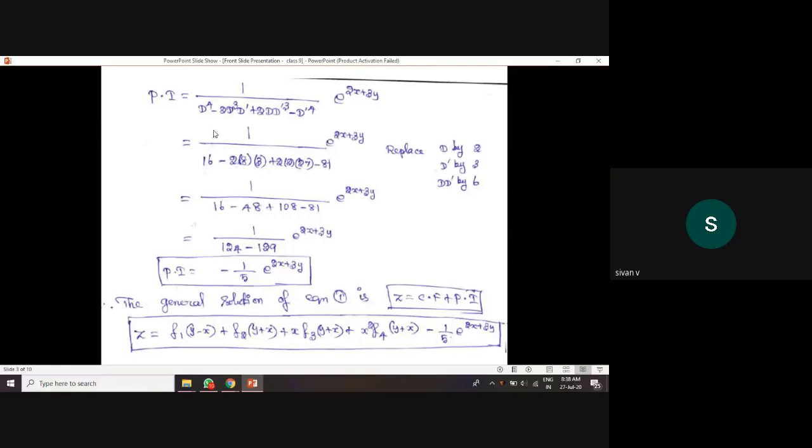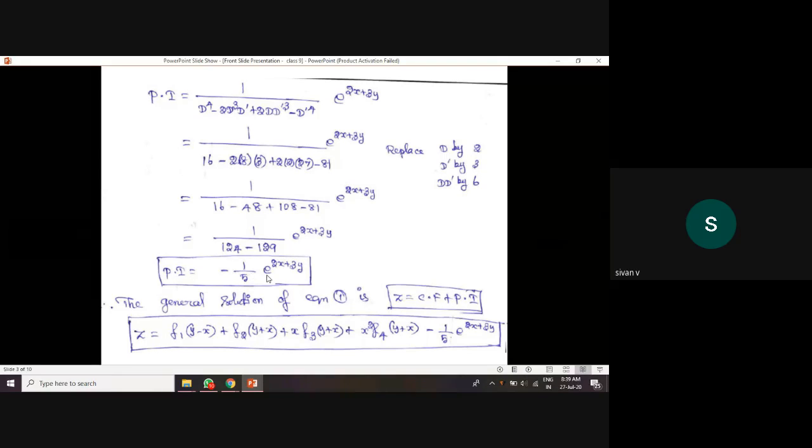Substitute here D power 4: 2 power 4 minus 2 into D cube 8 and D dash 3, plus 2 into D equal to 2, D dash cube 27, minus D dash power 4, so 81. Simplify here. When you simplify this, it becomes minus 1 by 5. The top value e power 2x plus 3y stays as it is. So minus 1 by 5 of e power 2x plus 3y.